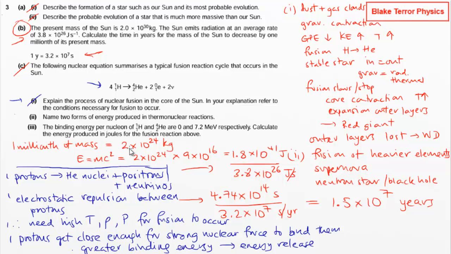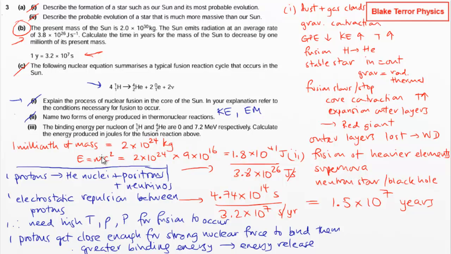Name 2 forms of energy produced in thermonuclear reactions, where you've got kinetic energy. All of the products have got kinetic energy. We've got electromagnetic energy because we've got loads of photons that are being produced. So you could just say photons or electromagnetic energy, but there's 2 forms.